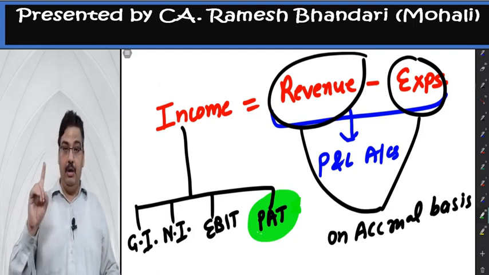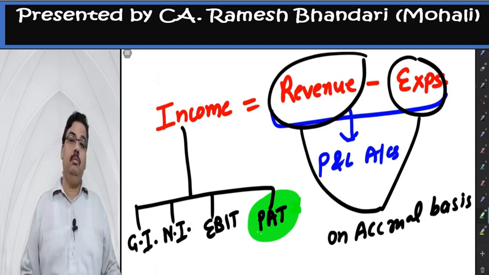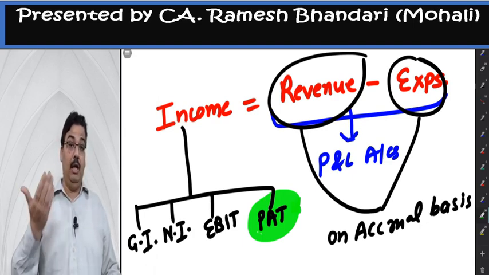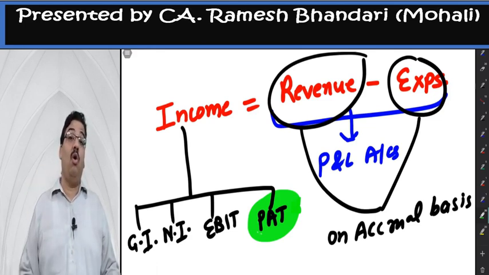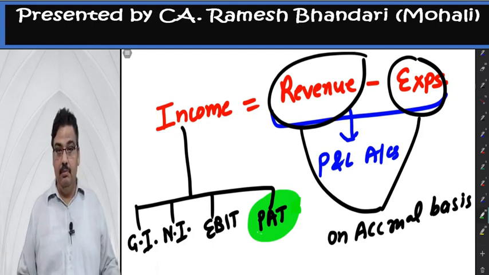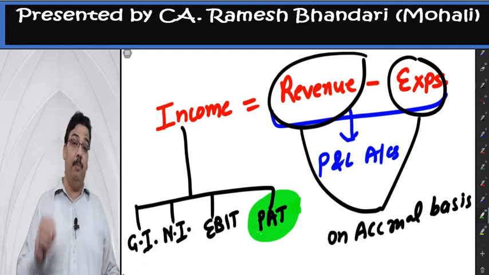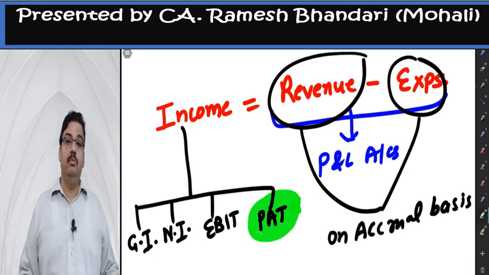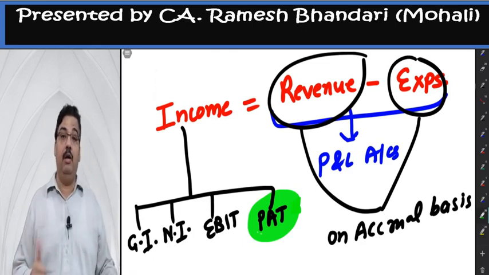Depreciation is above the line. Amortization above the line. Dividend below the line. Interest above the line. Taxes above the line. Corporate dividend tax no longer applicable, but it was applicable earlier. Corporate dividend tax, as per guidance note of the institute, it is to be reported along with the dividend. Hence it becomes below the line. So this is important to follow. What does income mean? What does revenue mean? And what does expense mean?